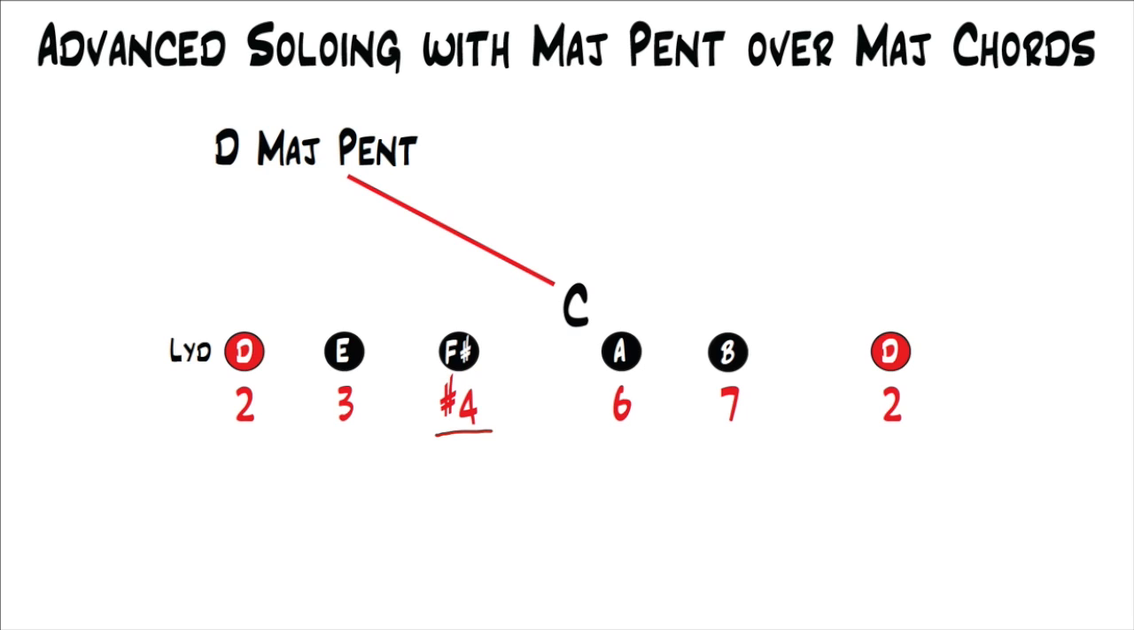So you could use this over C Lydian now. You couldn't use it over C Ionian or C Mixolydian, so you couldn't use it over the 1 chord or the 5 chord. It'd have to be over the 4 chord because of that sharp 4. So using D major pentatonic over the C major chord creates a C Lydian sound, and it creates a totally different sound than if you were to use C major pentatonic over that chord.